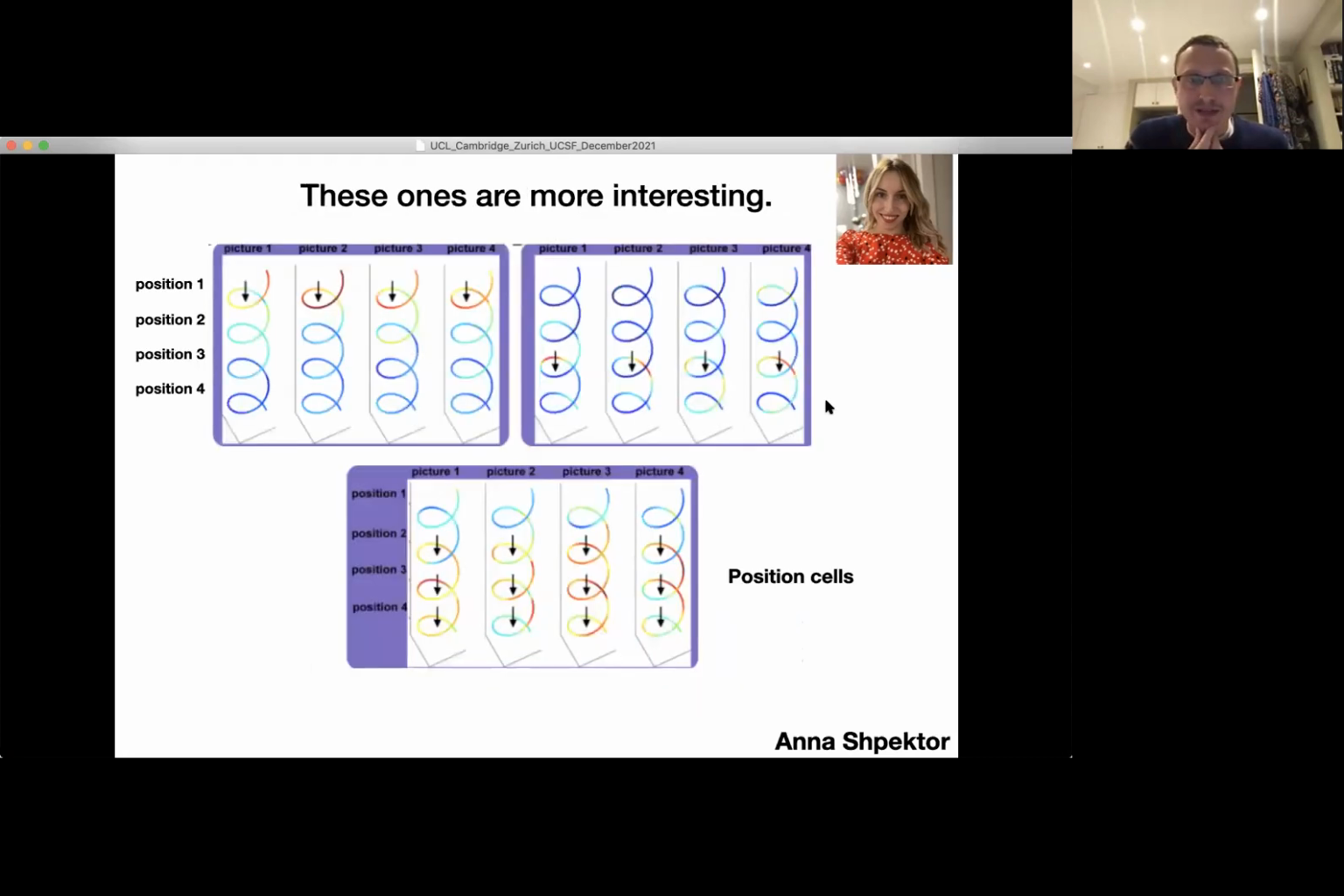Here are some cells that may be more interesting. This is a cell that fires whatever the picture, but only when it's in position one. Here's a cell down here that fires whatever the picture, but when it's in position three, not in position one, two, or four. And here's another cell that fires for all pictures, but never in position one, only for the other positions. So these cells are coding for a coordinate in a sequence, a little bit like grid cells code for a coordinate in space that the sensory stuff can get bound to, as I showed you in the model earlier, and what we think place cells are.